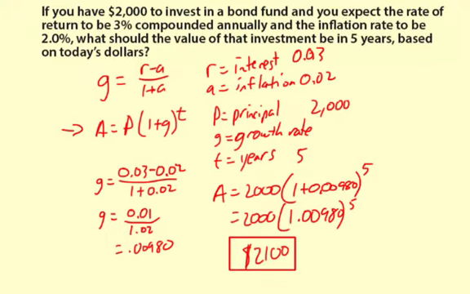Okay, so what does this mean? This means if you take your $2,000 and you invest it in a 3% return with inflation rate of 2% over 5 years, that would be the same thing as having $2,100 right now. Okay, so that in 5 years, that spending power will be $2,100 of today's money. You do actually end up making a little bit of money in the long term. If this value is less than $2,000, you would actually be losing a little bit of money over the long term.